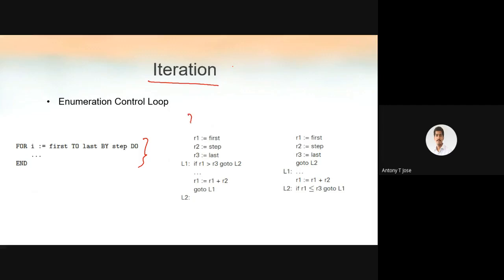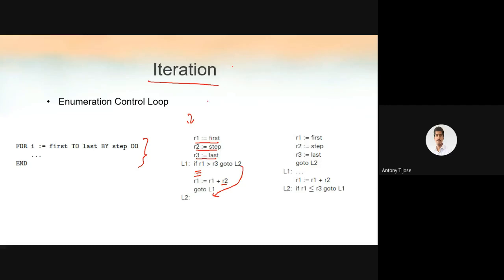In the first type, you will be taking R1 as the first, R2 as the step, R3 as the last. First you will be checking whether first is lesser than last. If first is greater than last, it will stop execution by moving to L2. If it is not greater than last, that is, if it is within the bound, the body inside the loop will be executed, and after the execution, it will increment with the step. That is, R2 is the step.